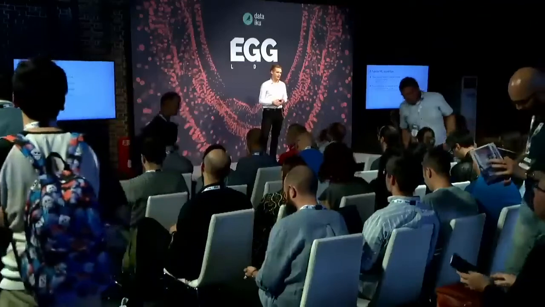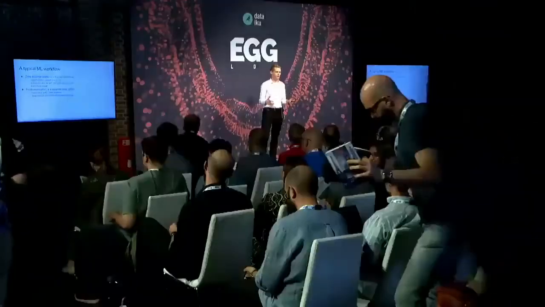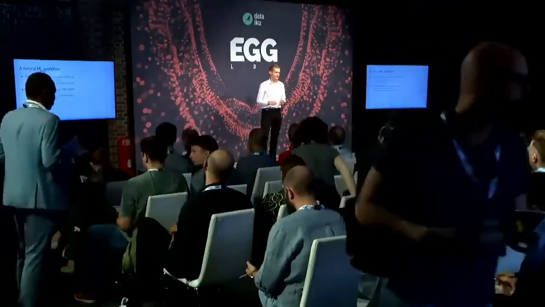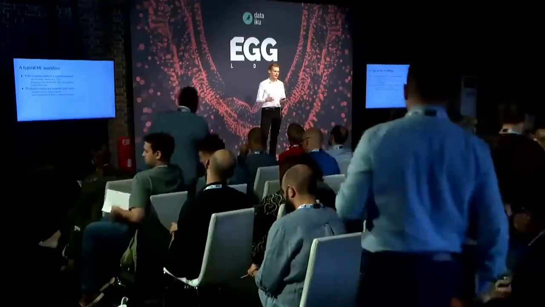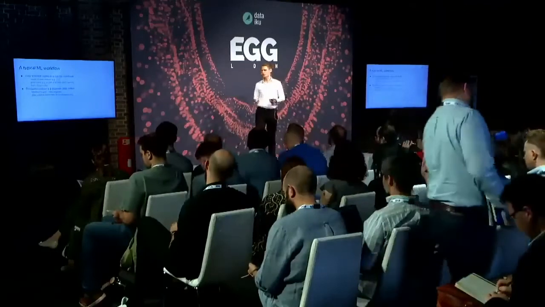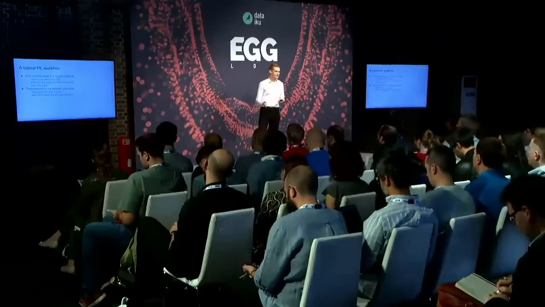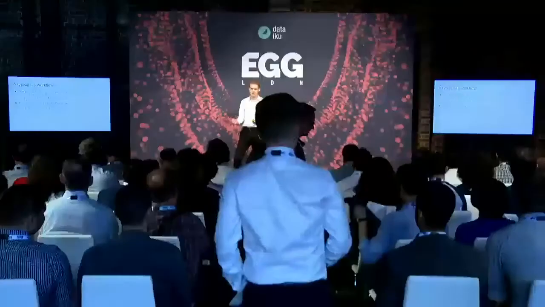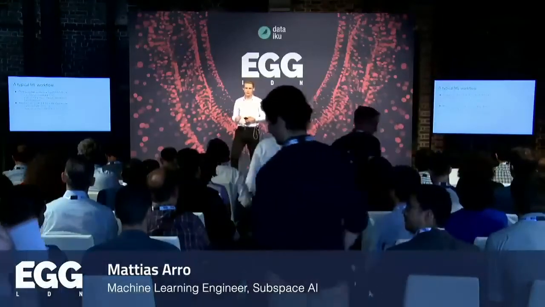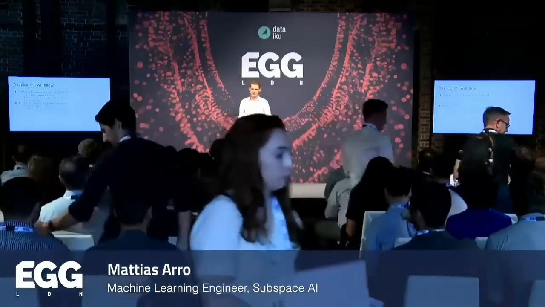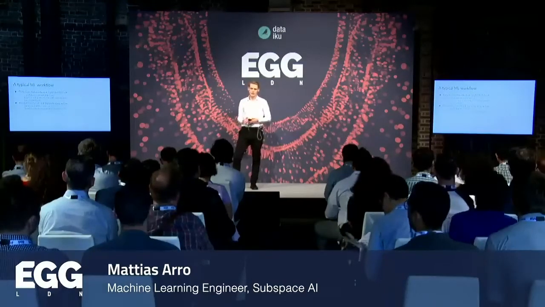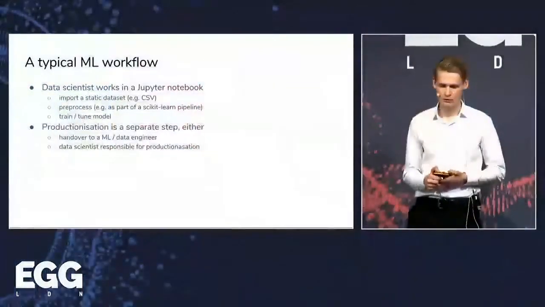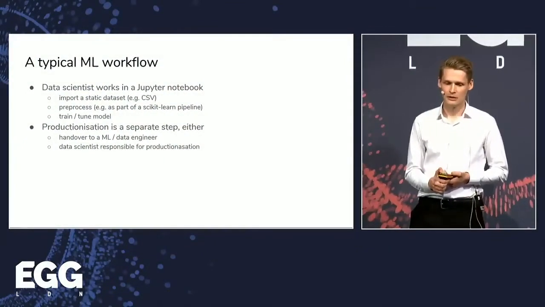So there's a typical workflow that happens in data science. Data scientists work in a Jupyter notebook. They import some static data set, they process it somehow, and train and tune the model, either using just intuition for the hyperparameters or using something like grid search or random search. And often productionization is a separate step. So either the data scientist hands the notebook over to an ML engineer, or they are themselves responsible for productionization.